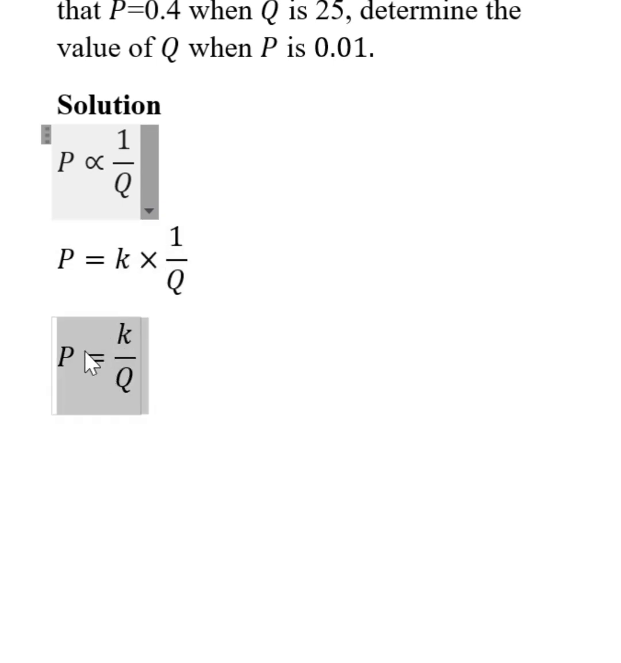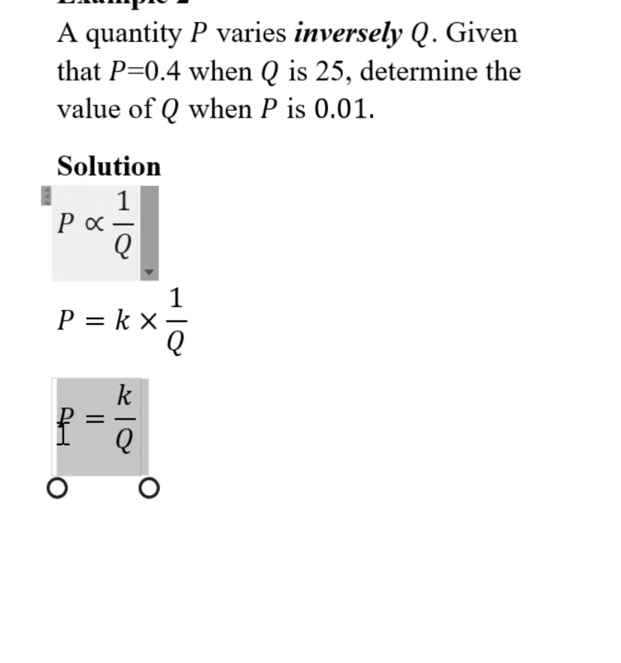So when we are dealing with an inverse relationship, it's like we write one quantity here is equal to a constant over the other quantity. That's the approach we shall use in the next example. Now back to our question. We have got the incomplete equation which relates p and q. We have been told that p is 0.4 when q is 25.